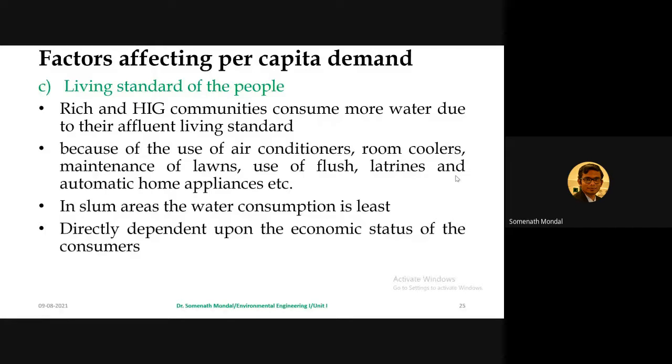So the per capita demand of the town increases with the standard of living of the people, because more air conditioners would be running, more room heaters or room coolers, and affluent people would have big bungalows, so maintenance of lawns, use of full flush systems, latrines, and automatic home appliances such as dishwashers and so on can consume a higher amount of water. That is why the per capita demand has a direct relation with the living standard of the people in a particular region.